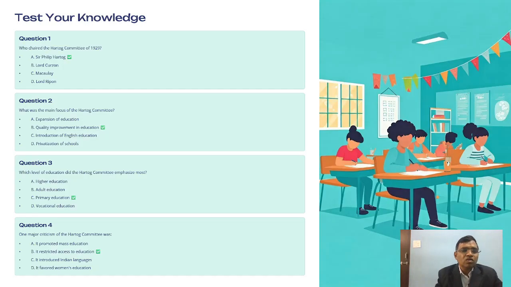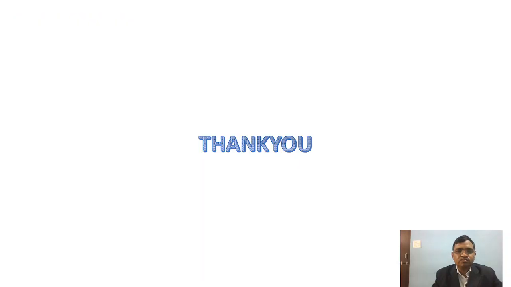One major criticism of the Hartog Committee was: it promoted mass education, it restricted access to education, it introduced Indian languages, or it favored women's education. What is the major criticism? It restricted access to education. This is the main restriction.